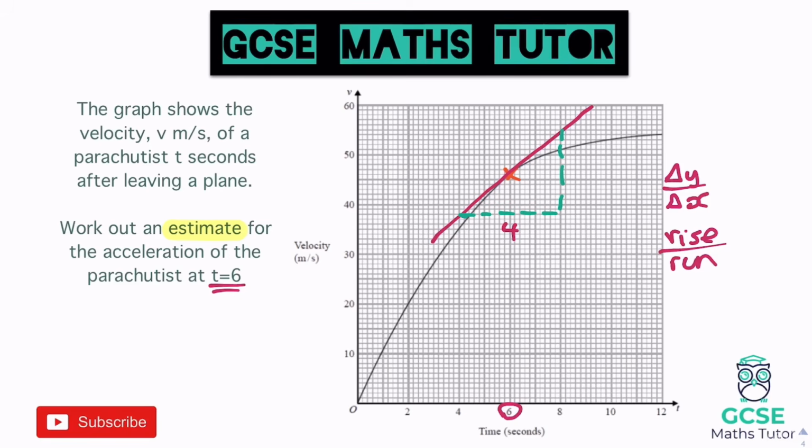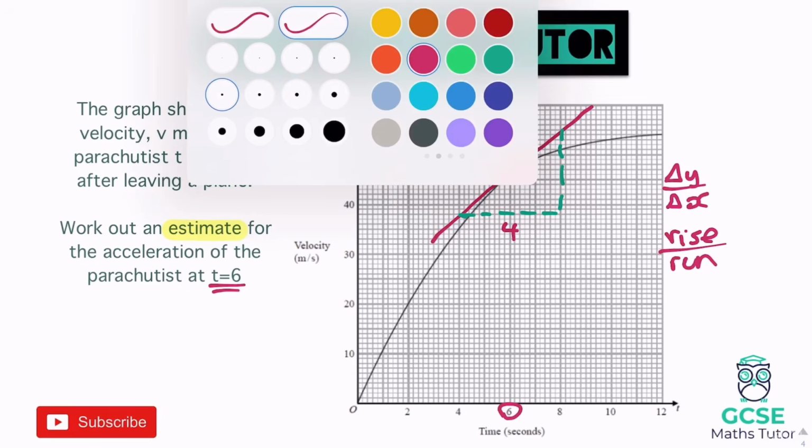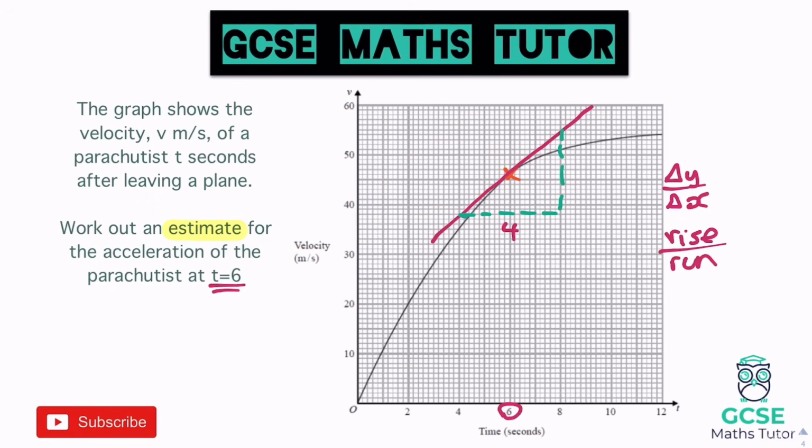And my rise there, I'm going to have to read this very accurately, so I'll get my ruler, go across to here, read that number very carefully, that's 38. And it goes up to, let's have a look, I'll be really careful not to go wrong on this one, and that is 55. So the rise there goes from 38 up to 55, so that is a rise of 17.